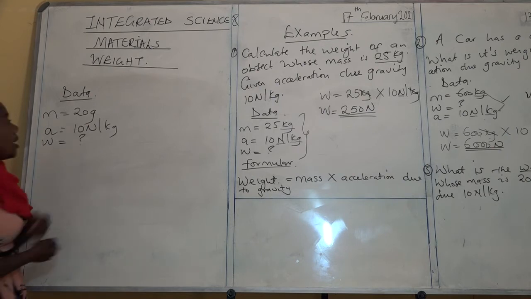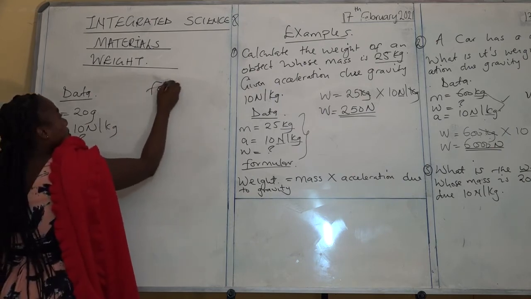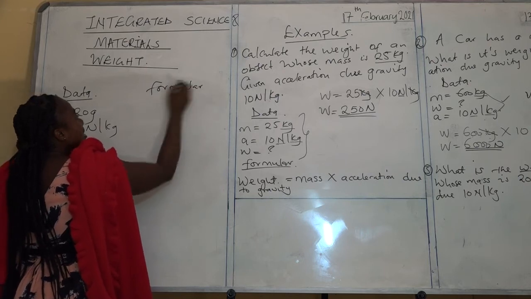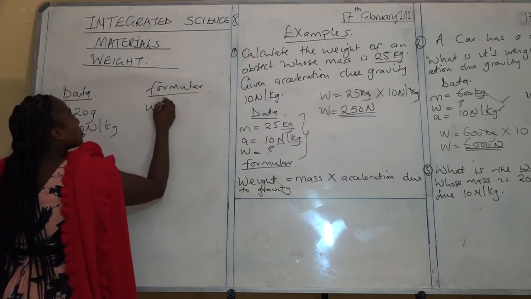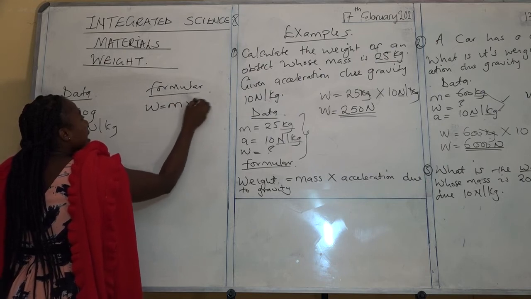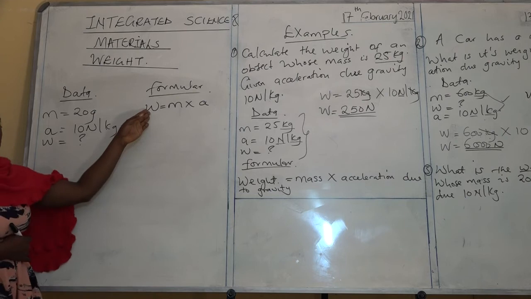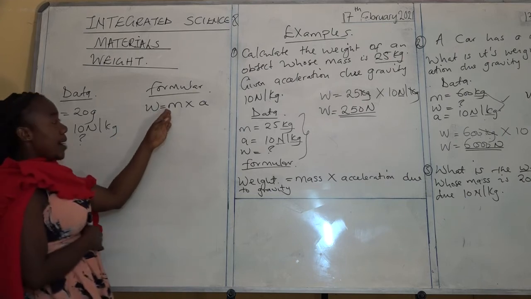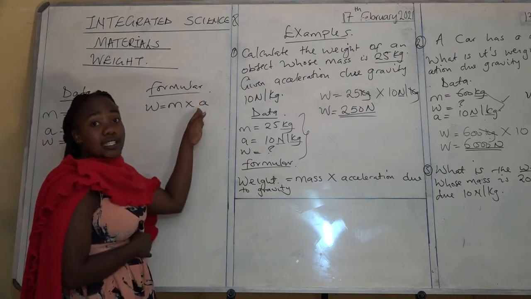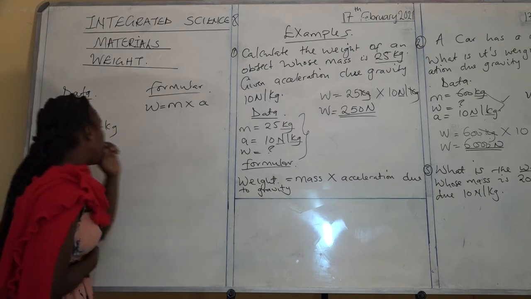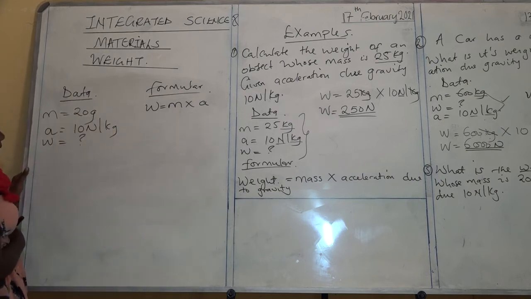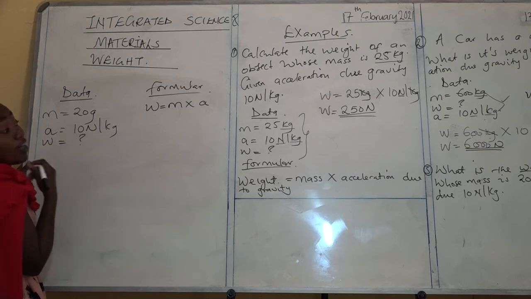Okay? So, the formula for weight, we already know it and we've learned. We're saying weight is equal to mass times acceleration due to gravity. Okay? So, W stands for weight, M stands for mass, A stands for acceleration due to gravity. Okay? Let's go back to our data or the information that we've been given in our third question.